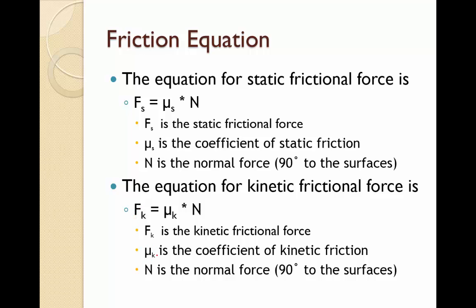In most cases, mu k, the coefficient for kinetic friction, will be less than mu s, the coefficient for static friction. And you're familiar with this from experience. It is more difficult to get a box started moving. When we place a box on the ground and we push against it, it's more challenging to get it moving than it is to keep it moving once we've already started. And that's because mu s, the coefficient for static friction, is larger than mu k.